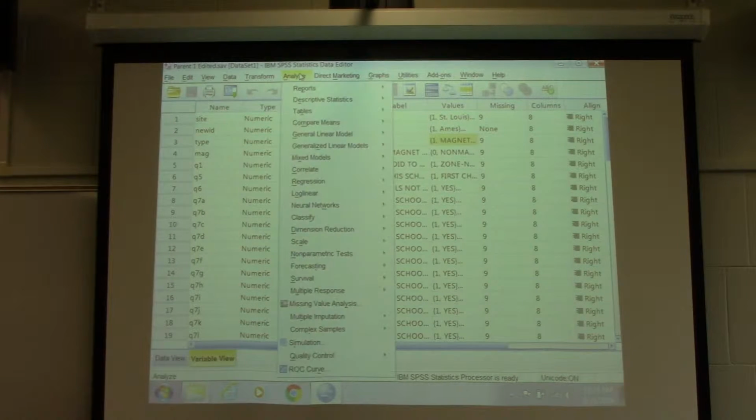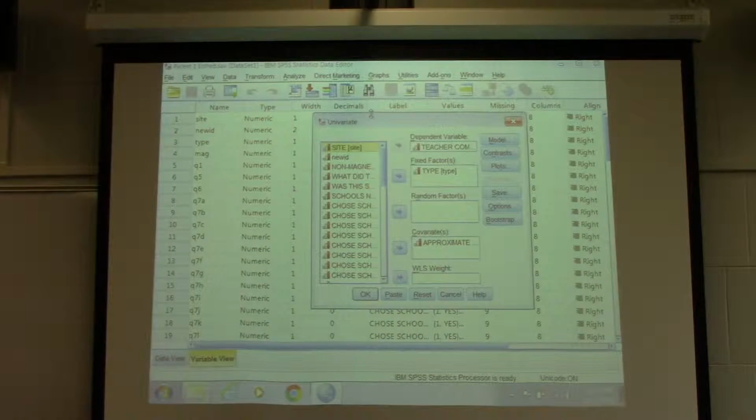Okay, so how do we run that? We're going to go up to Analyze. Again, we're now into a higher level. We're going to go past the simple means comparisons, and we're going to go to General Linear Model. And I'm going to move over to univariate. Uni meaning I have one dependent variable, in this case, teacher-parent communication. So I open that up, and I've already filled this in.